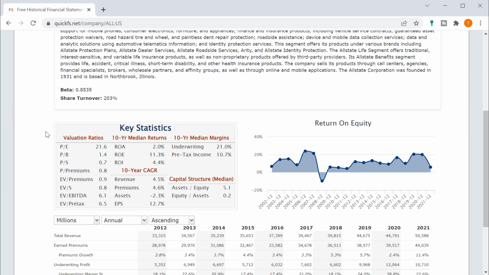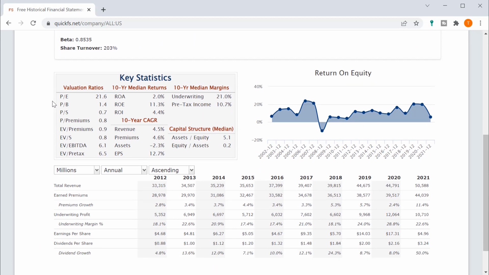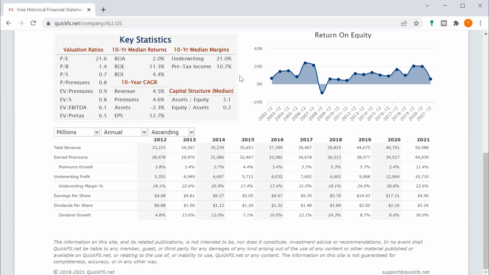It's going to be a little difficult looking at individual lines because you're not going to see it in these broad financials, but we'll see what we can see from it. So the beta here is 0.85. That's significant because it's a lower volatility than the overall S&P, and the share turnover is not important here.